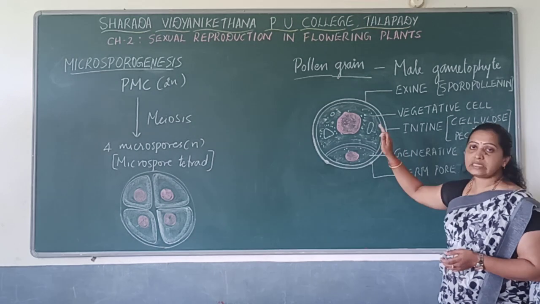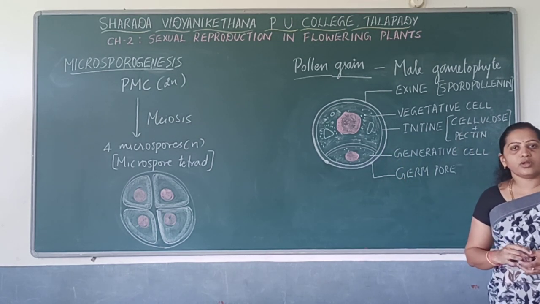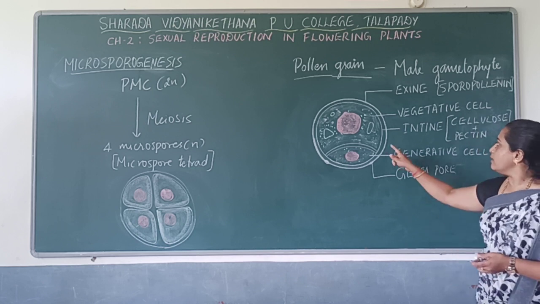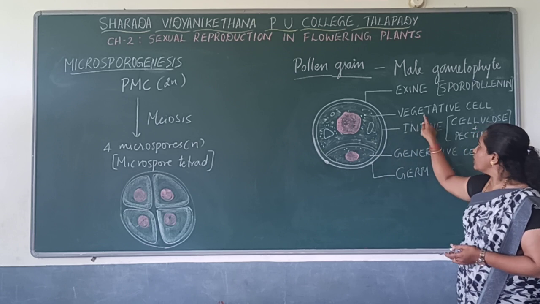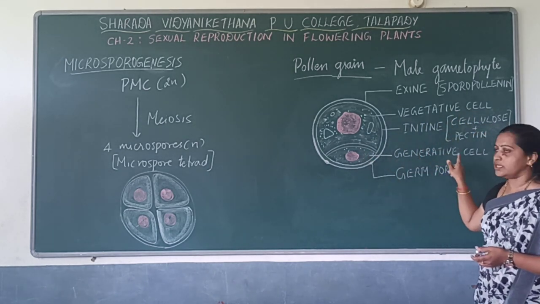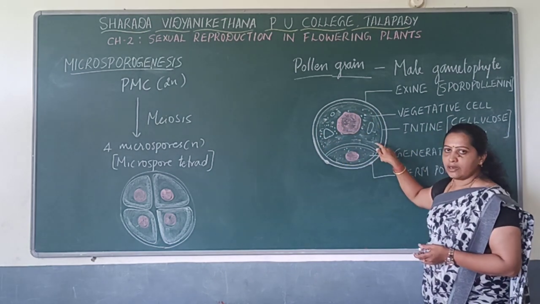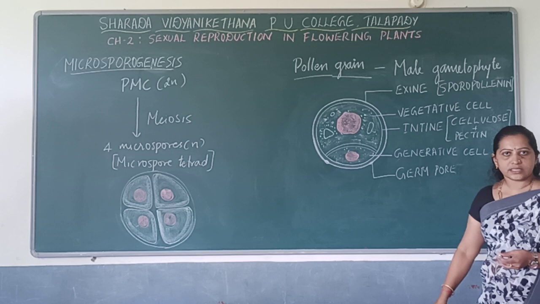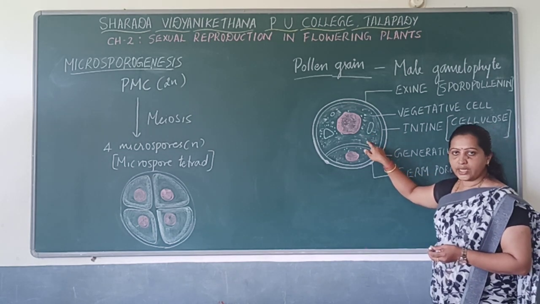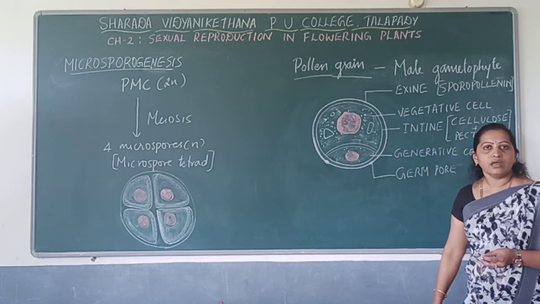So let us see the internal structure of pollen grain. The internal structure of pollen grain shows that there are two cells, one larger cell known as the vegetative cell and one smaller cell known as the generative cell. The large vegetative cell is densely filled with cytoplasm. It has food material stored in it, vacuoles as well as an irregular nucleus.